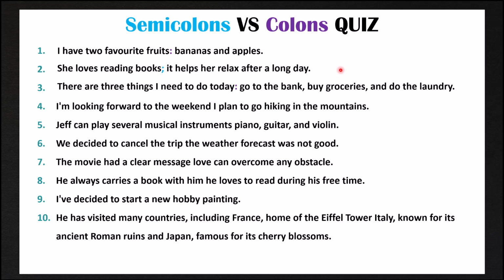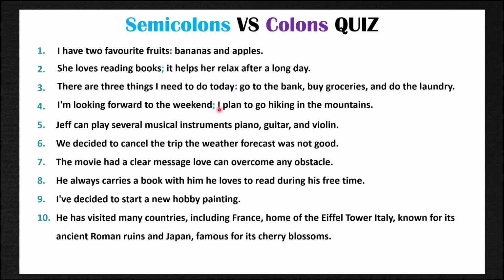Number 3, we have a colon. There are 3 things I need to do today: We are introducing a list. Number 4, we add a semicolon. I'm looking forward to the weekend; I plan to go hiking in the mountains. We are connecting 2 closely related independent clauses. Number 5, we add a colon. We're introducing a list. Jeff can play several musical instruments: piano, guitar, and violin.